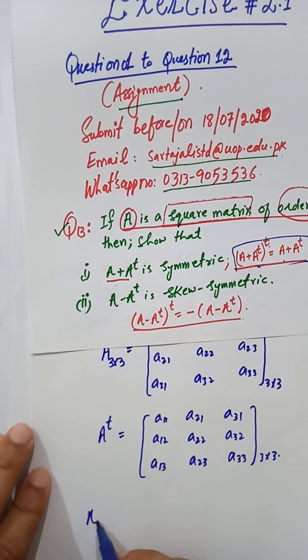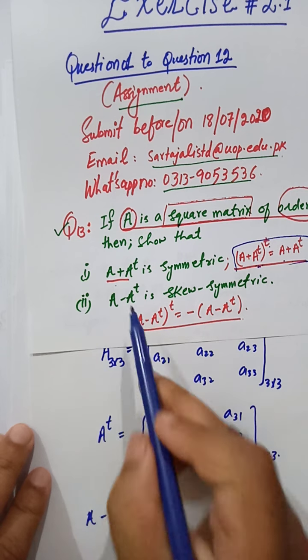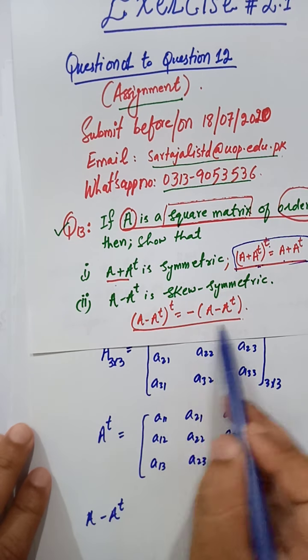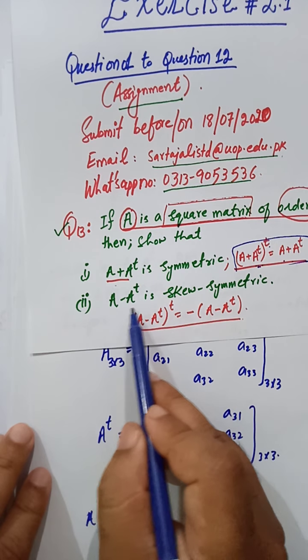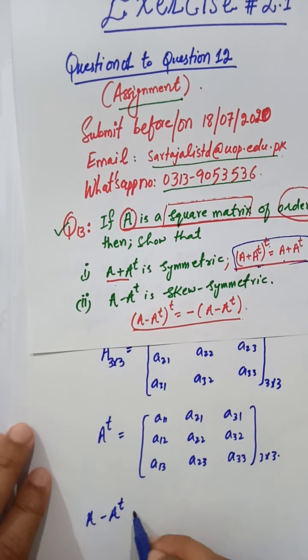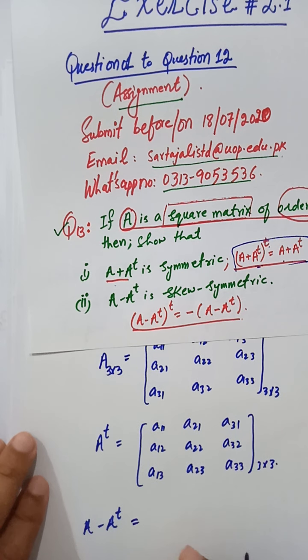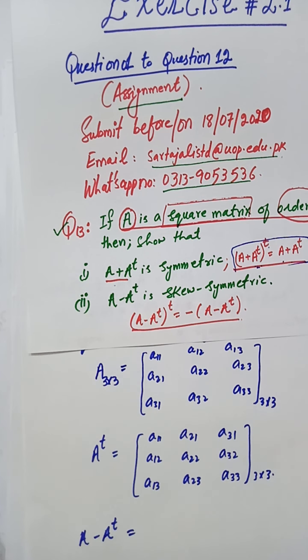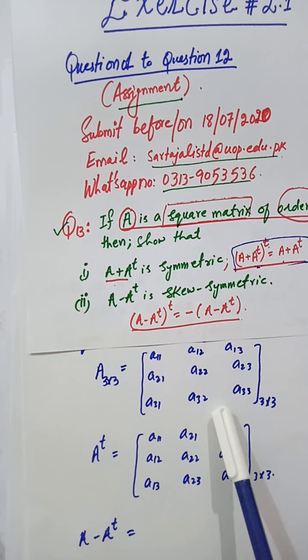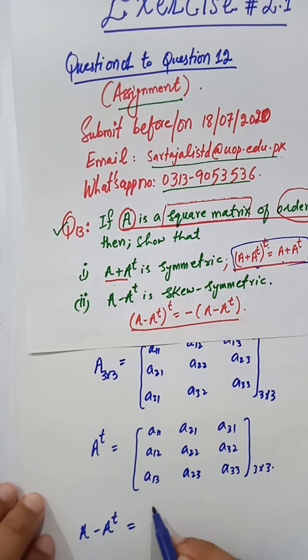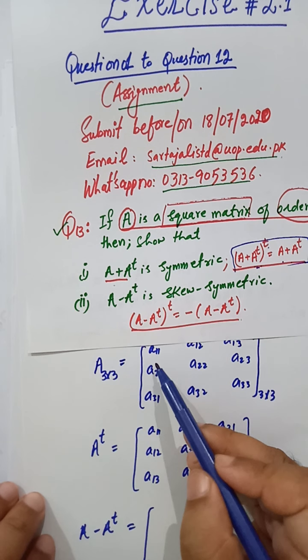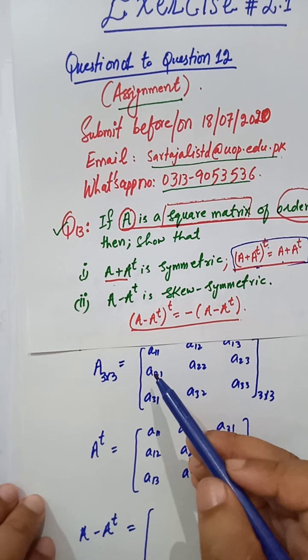Now find A minus A transpose, because this involves A minus A transpose. We need to show this, because if this equation is satisfied, then we can say that A minus A transpose is skew symmetric. So first of all we will find A minus A transpose. The subtraction of two matrices is done when their orders are the same. You see that the order of A and the order of A transpose are equal, so that's why you can do the subtraction. The corresponding elements will be subtracted from each other.